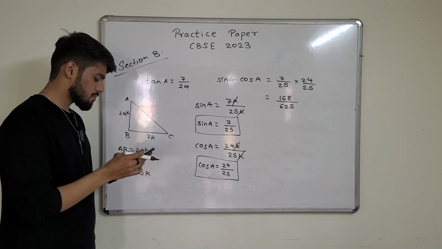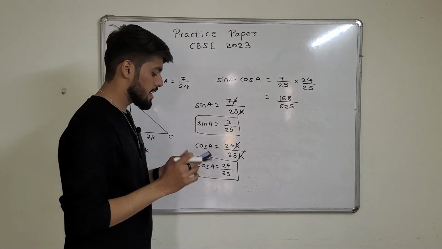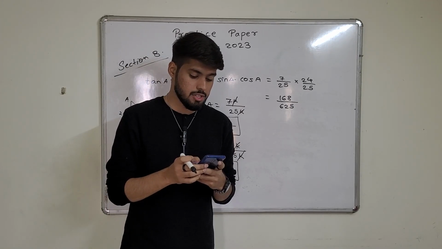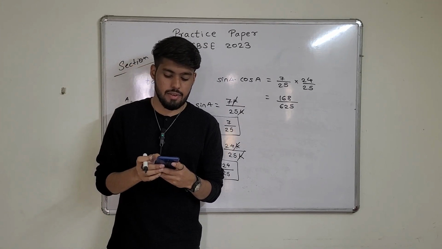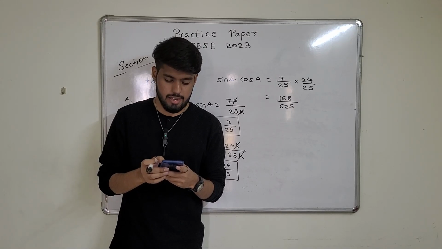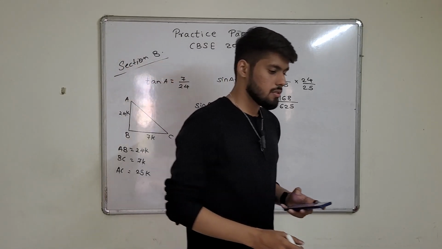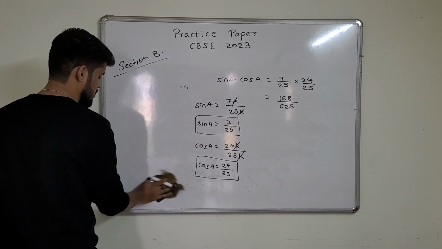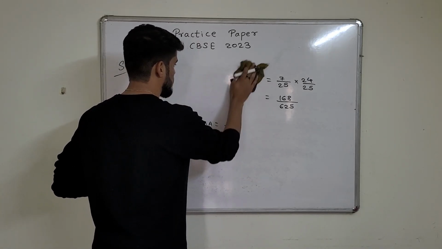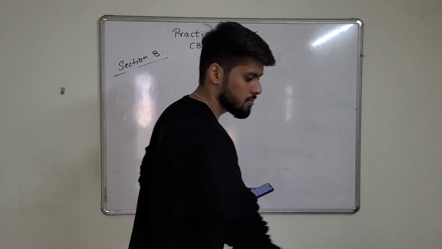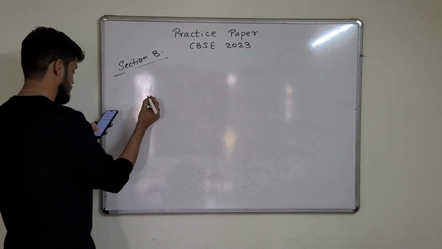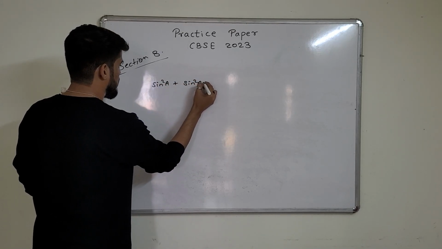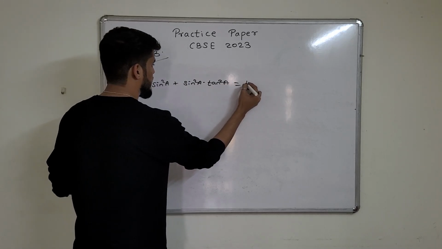Okay, let's go to the next question. The next question is of this same question type. Okay, and it is a proof question. The question is sine square A plus sine square A into tan square A equals to tan square A. Okay, so the question is sine square A plus sine square A into tan square A equals to tan square A.